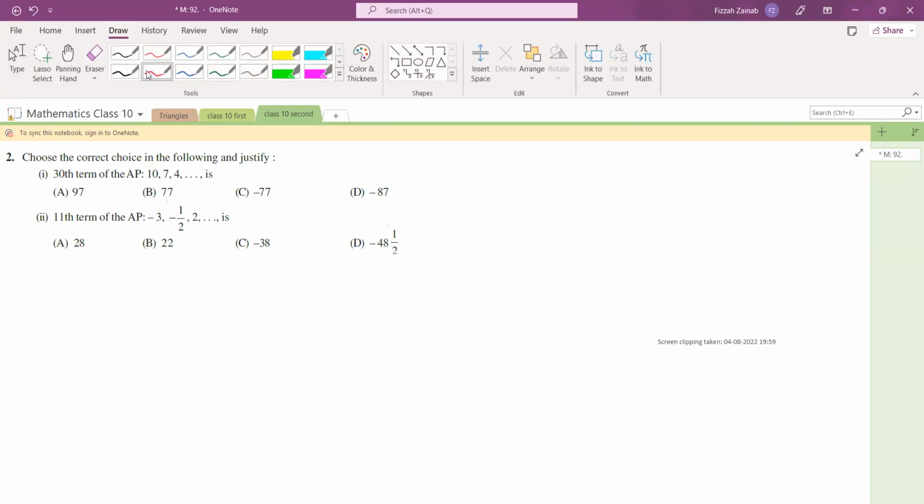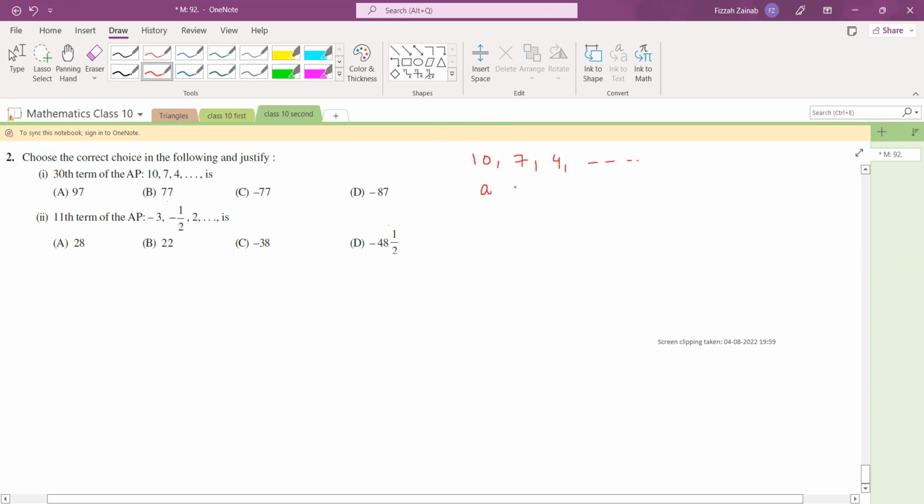Now choose the correct choice in the following and justify. First, the 30th term of the AP is what you have to find. So AP is given, that is 10, 7, 4 and so on. So here that means your first term A is 10, right? The common difference D is A2 minus A1, that is 7 minus 10, that is minus 3. Fine.